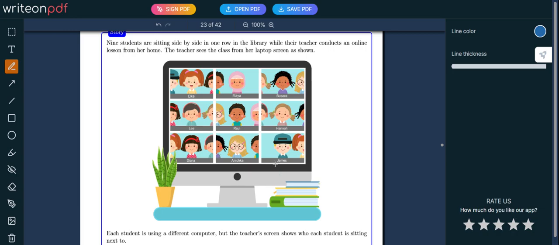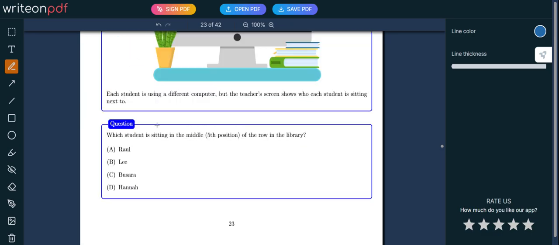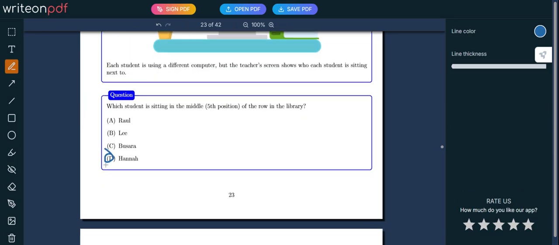Now, obviously, we have to look for the one that has no one sitting to the left of him, and that we get James. James is sitting in first. Now, next to James, we have Elkie. Next to Elkie, we have Diana. Next to Diana, we have Lee. And next to Lee, we have Hannah. And sitting in the 5th position is D.